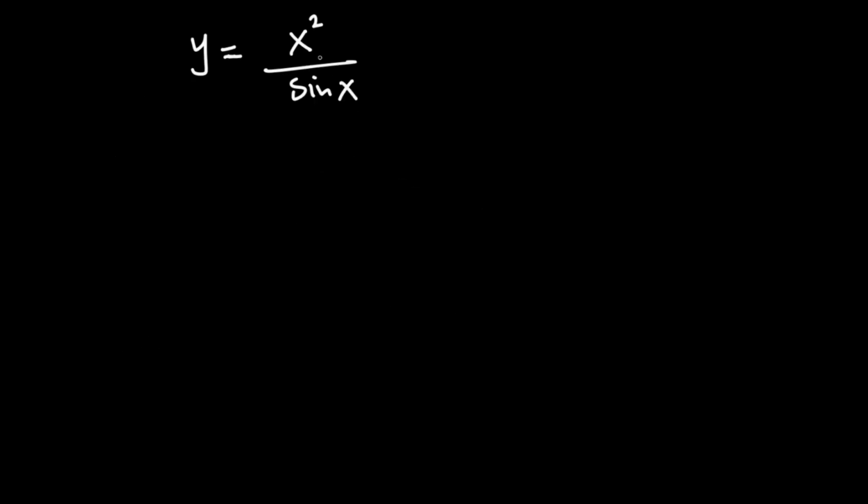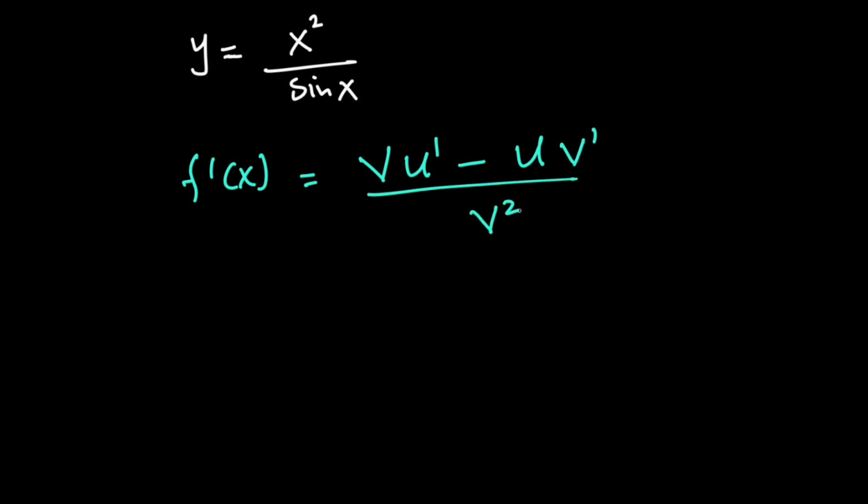All right, now how about this question right here? If you are given y is equal to x squared over sine x, how do we differentiate? Feel free to pause the video and give it a try. Anytime you have a fraction like this one, I'll always advise you to go for the quotient rule. This is how the quotient rule works. If we have a function, then the differential of that function is going to be (v u prime minus u v prime), all divided by v squared.